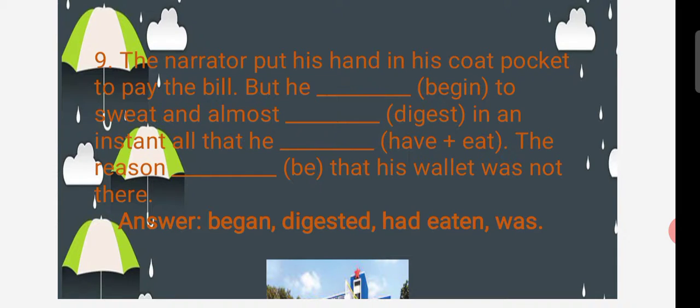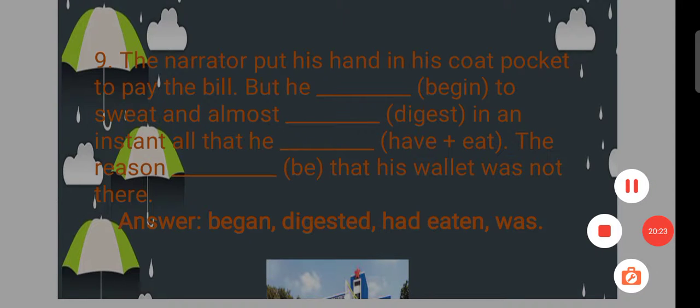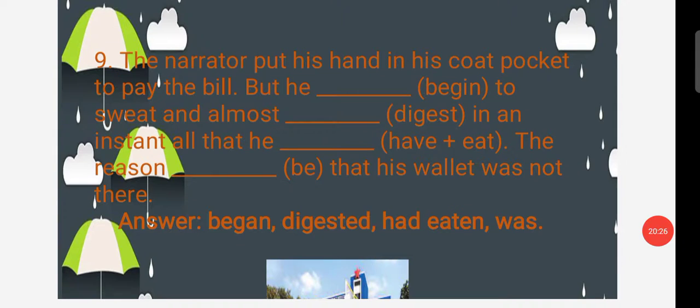Next question. The narrator put his hands in his coat pocket to pay the bill. But he began, past tense is began, to sweat and almost digested. Digest, past tense is digested, in an instant all that he had eaten. Had eaten. Why? Because have becomes had. Eat, past participle is eaten. The reason be here is, since the sentence is in the past tense, be past form becomes was. That is, wallet was not there.